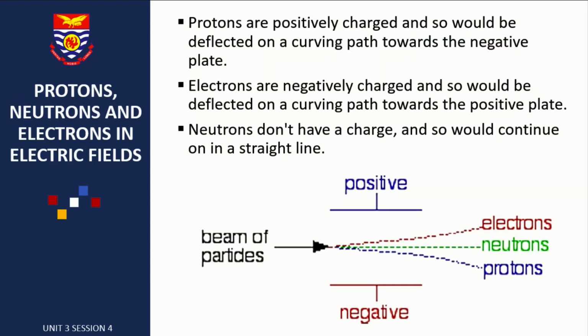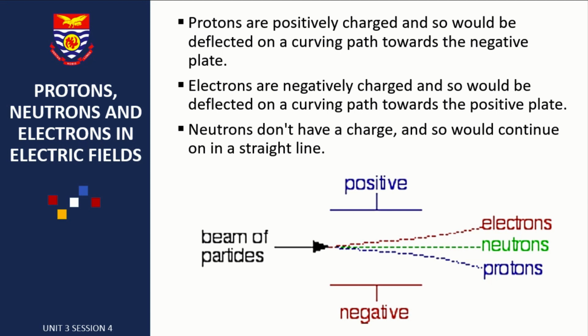Now, let's look at the behavior of protons, neutrons, and electrons in electric field. What actually happens in a beam of each of these particles if it's passed through between two electrically charged plates, say one positive and one negative? Opposite charges will attract, right? Protons are positively charged and so would be deflected on a curved path towards the negative plate. Likewise, the electrons are negatively charged and so would be deflected on a curved path towards the positive plate. For the neutrons, has no charge, right? And so will continue to be on a straight line.